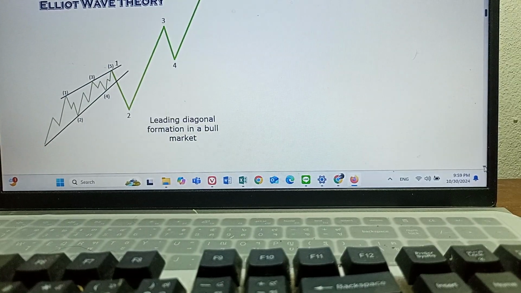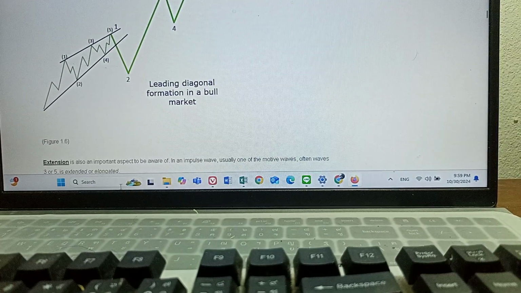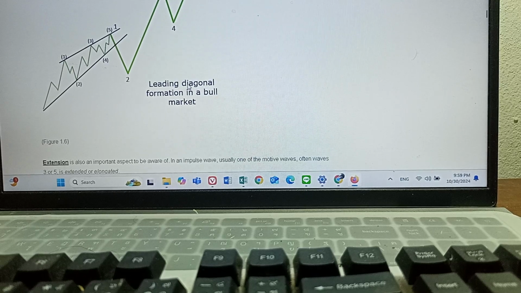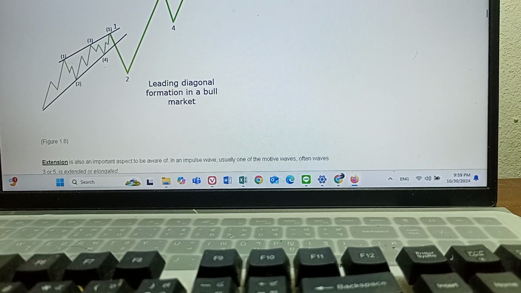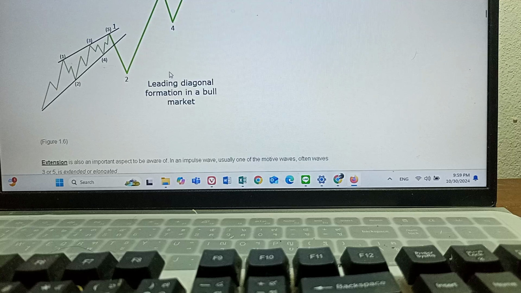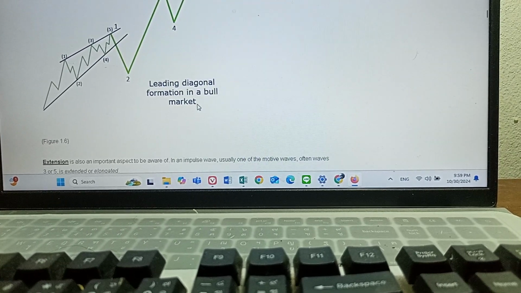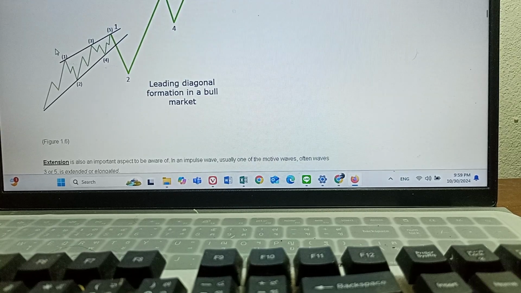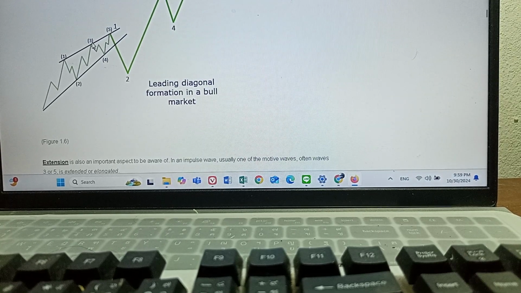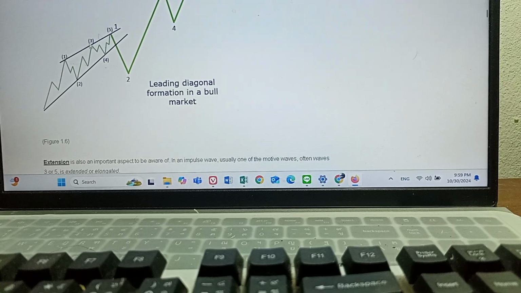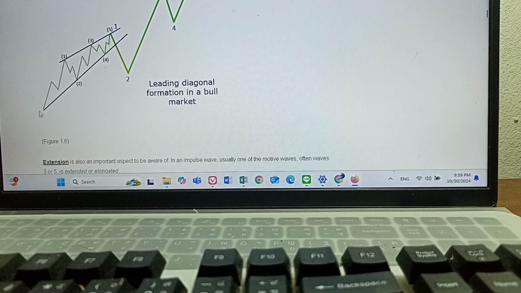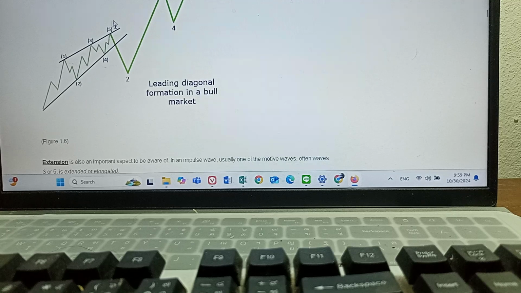Elliott Wave theory. Figure 1.6. Leading diagonal. Previous is ending diagonal. This is a leading diagonal formation in the bull market. 1, 2, 3, 4, 5. In the main wave, 1, 2, 3, 4, 5.